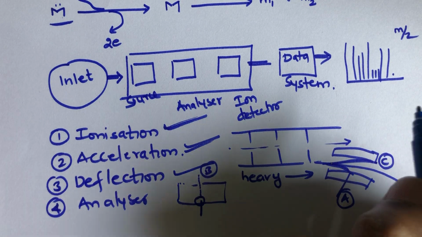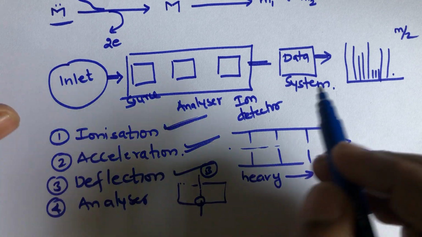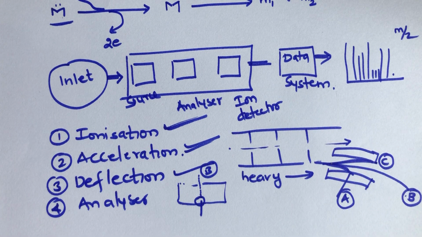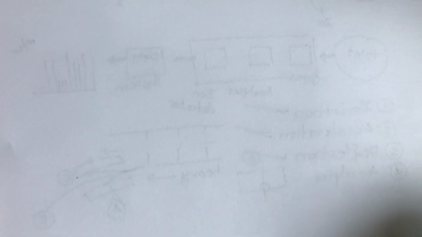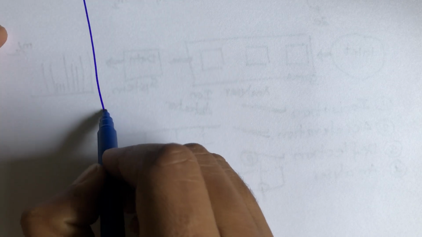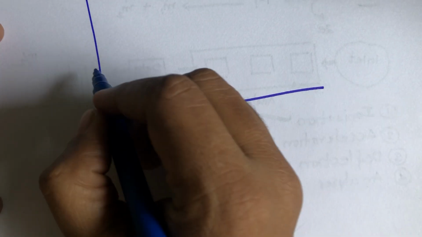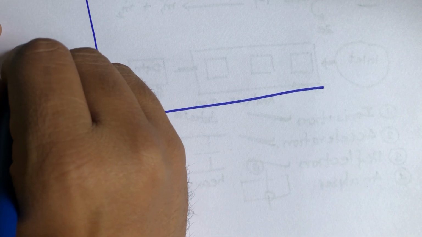Hence, you get a mass spectrum, where you get lines based on their mass to charge ratio. So let us see how the mass spectrum will look. This is how a mass spectrum will be. So we have relative abundance.